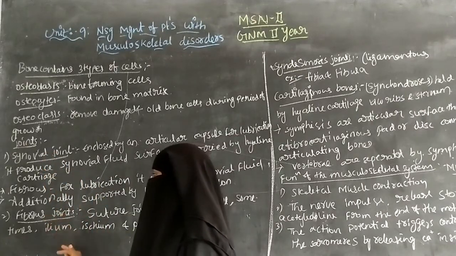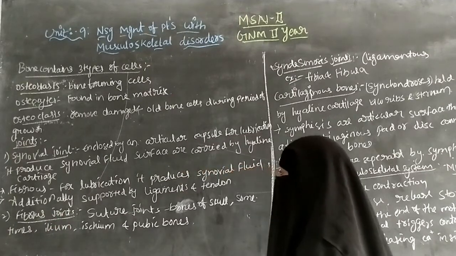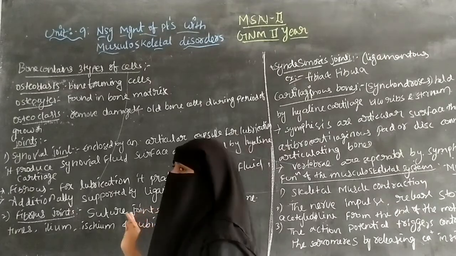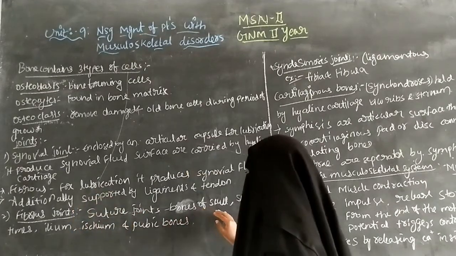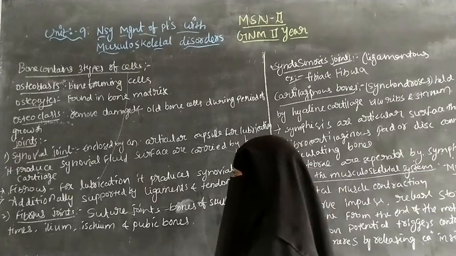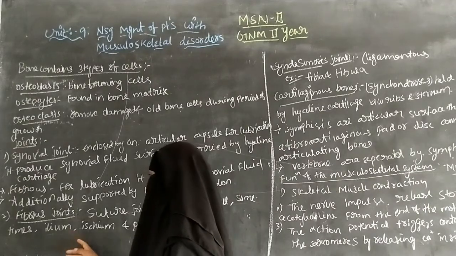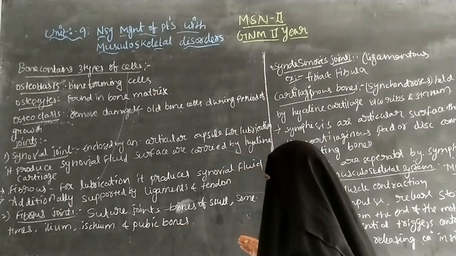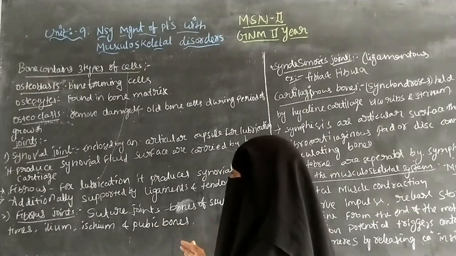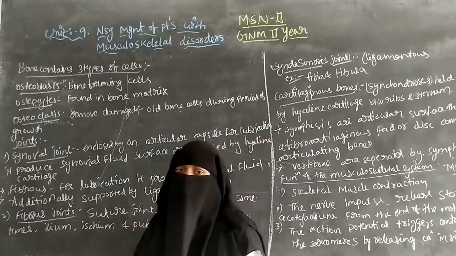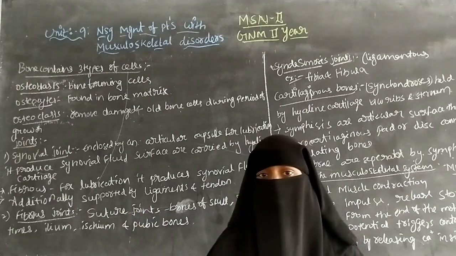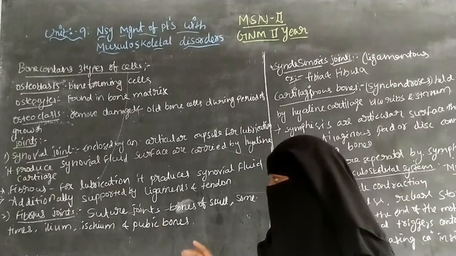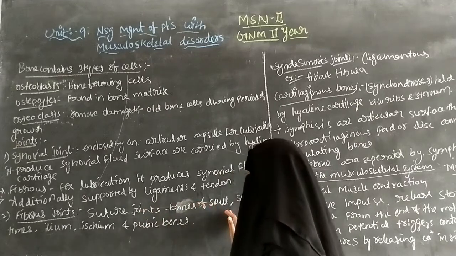The next one is fibrous joints. One type of fibrous joint is the suture joint. Suture joints are situated in the skull, between the bones of the skull, and sometimes include the ilium, the ischium and the pubic bones. Suture joints are present in the skull, and the movement is only particular to the sutures.